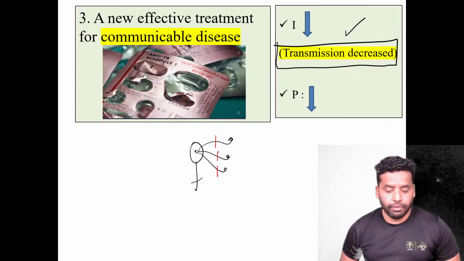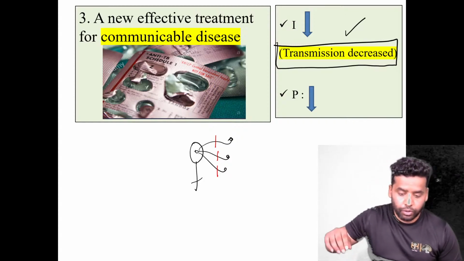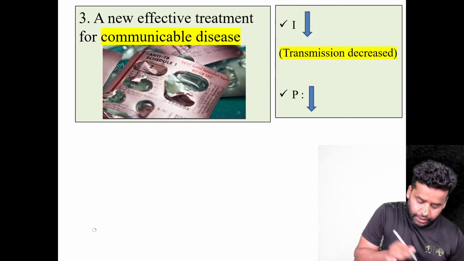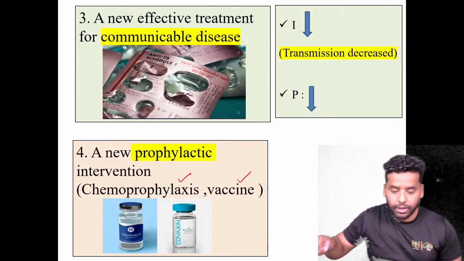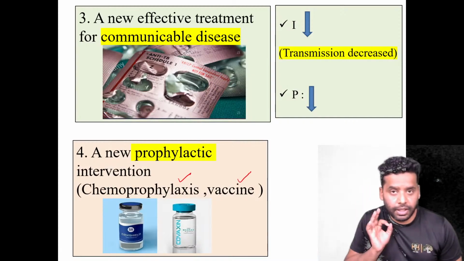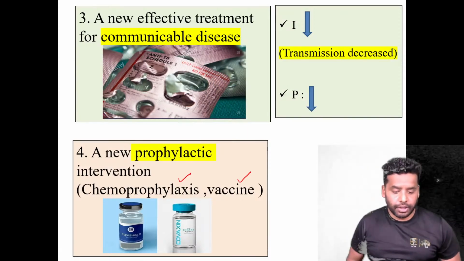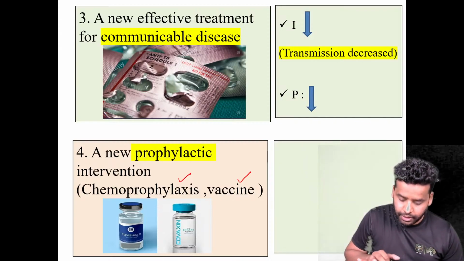What will happen if I invent a new vaccine? New vaccine is invented. There is a new prophylactic intervention like chemoprophylaxis or a vaccine. So what will be the thing? Very easy, direct question I'm asking. A new prophylactic intervention, highlight the word. Incidence will come down.